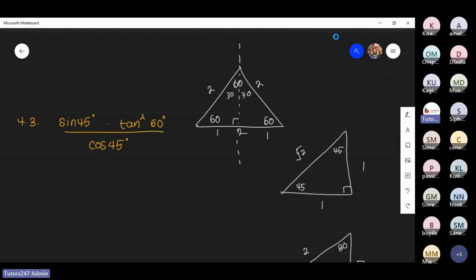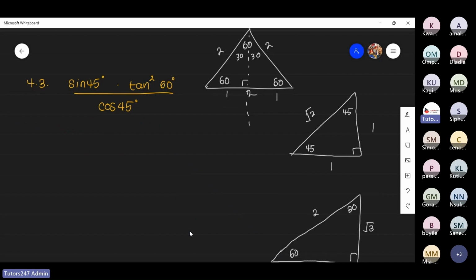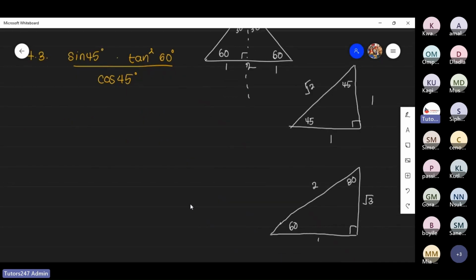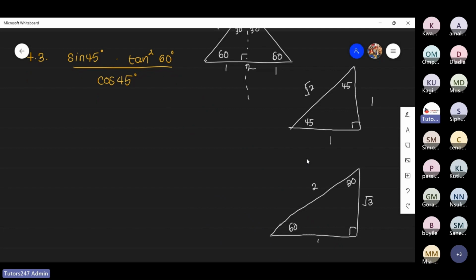So we now have sine of 45, tan squared of 60, and cos of 45. We need to simplify that using our special angles. Okay, so if we look at sine of 45, we've got two triangles. We've got one that's got 60 and 45 and 30. So we need to figure out which triangle we are going to use. Now, because we are dealing with 45, we're going to use the triangle that has 45. So this is my reference point. I'm going to stand here.